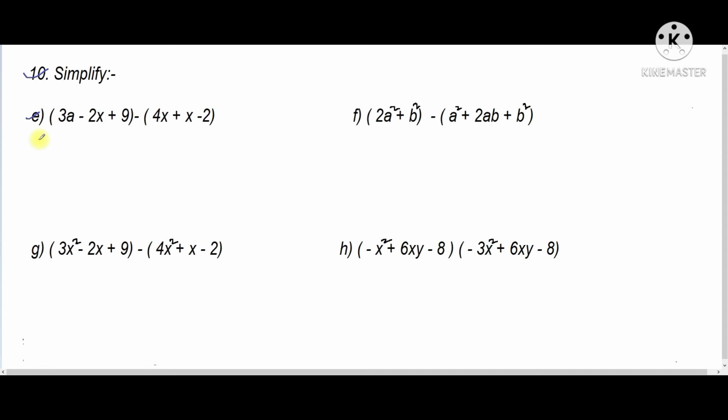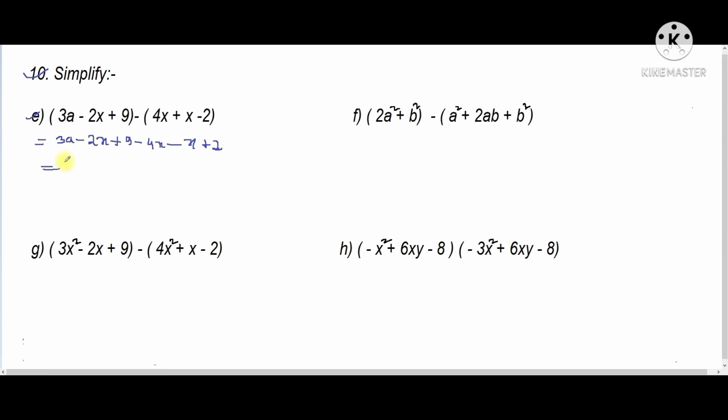Expression question number E, what have 3sm minus 2sx plus 9, minus 4x plus x minus 2. So first we'll break the bracket. So 3sm minus 2sx plus 9. And here you see the minus sign is there. This minus will multiply with all the terms inside the bracket. So plus, minus minus 4x, and then plus, minus minus x, and then minus minus, it will be plus 2, okay.